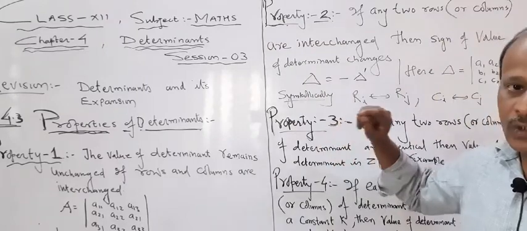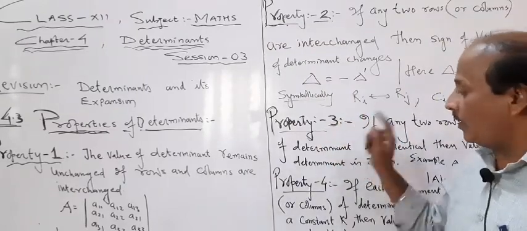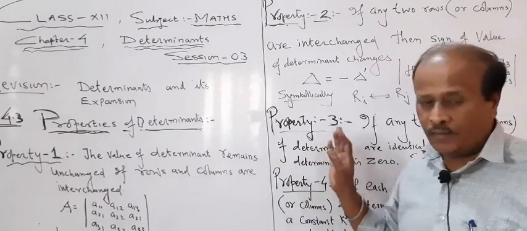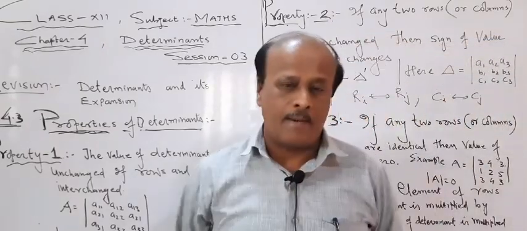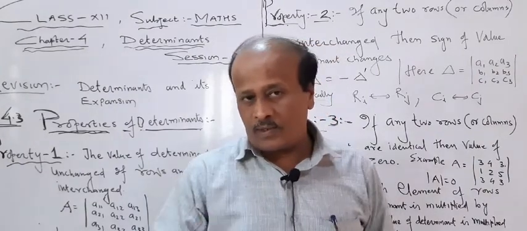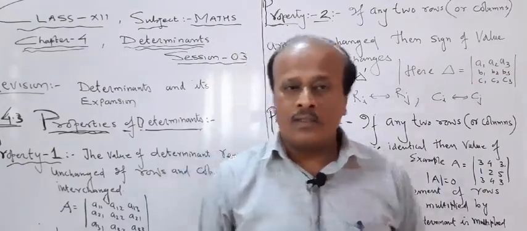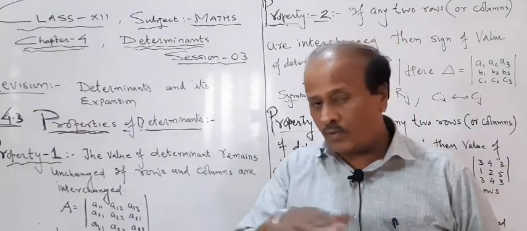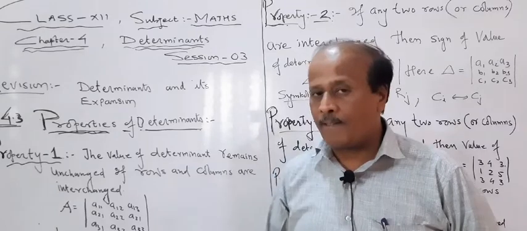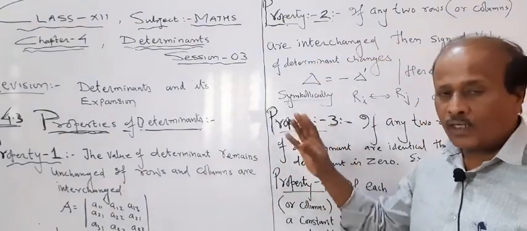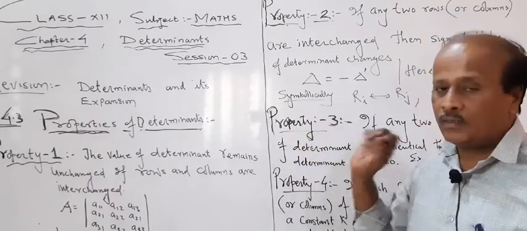Now there are many questions on property number 3. It's like an ideal property for an objective type question. Now what is this property 3? Whenever any two rows or any two columns of a given determinant have the same or identical elements, then don't expand that determinant. Close your eyes and write the value of that determinant as 0.